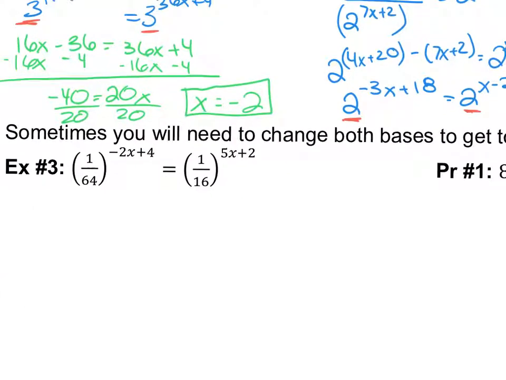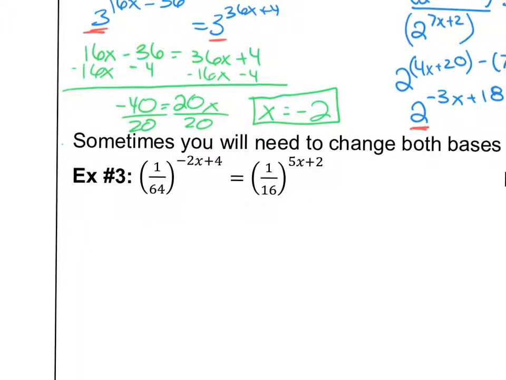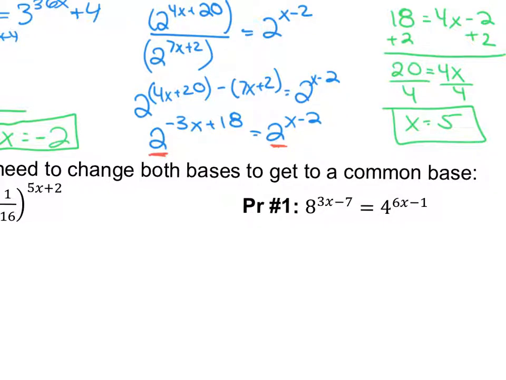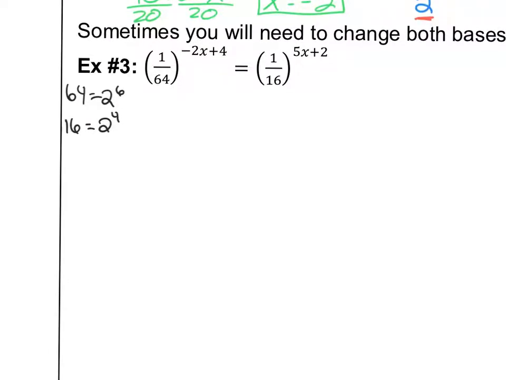Okay, but sometimes, so I'm going to go ahead and read this. Sometimes you'll need to change both bases to get a common base. So see, in this one, we have a 1 over 64 and a 1 over 16, and neither of these are kind of our simplified versions. So from before, we already know that 64 equals 2 to the 6th, and we know that 16 equals 2 to the 4th. But if you didn't remember that, you could just figure that out in a calculator or just kind of multiply it out. So our goal was to have these common bases, so now we do with these 2's.